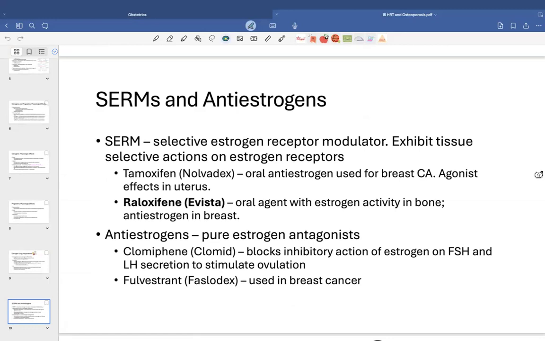Now, your pure estrogen antagonists, such as clomiphene, will block the inhibitory action of estrogen on FSH, and that, of course, we use to stimulate ovulation.